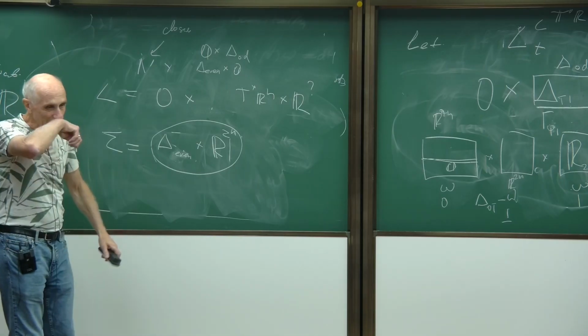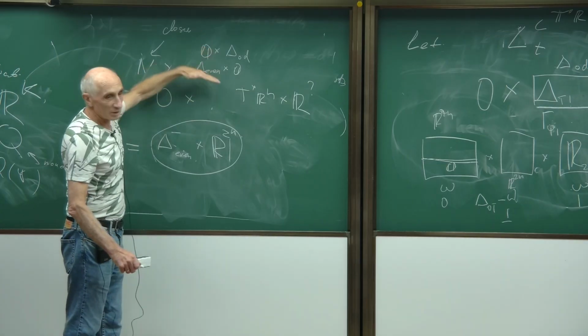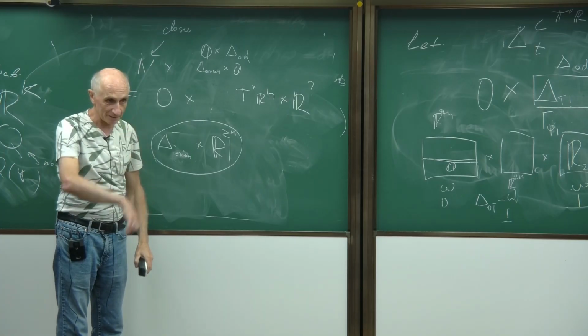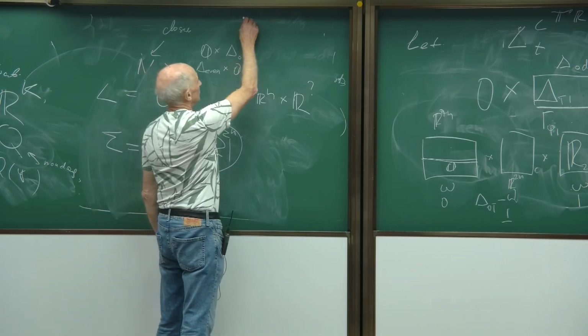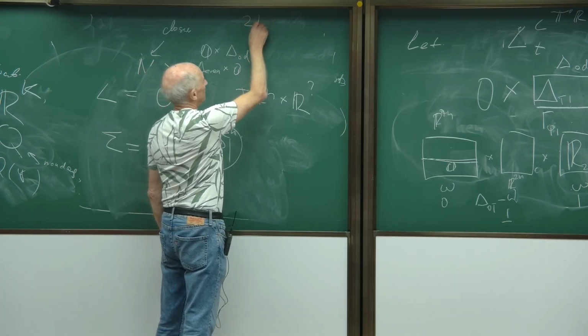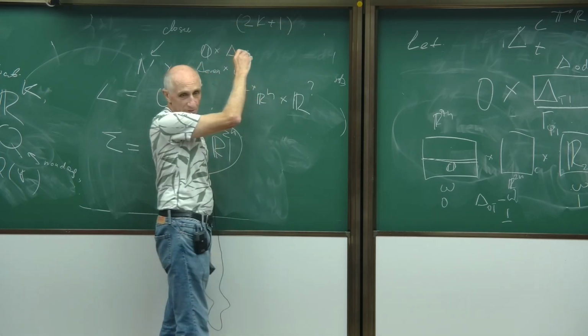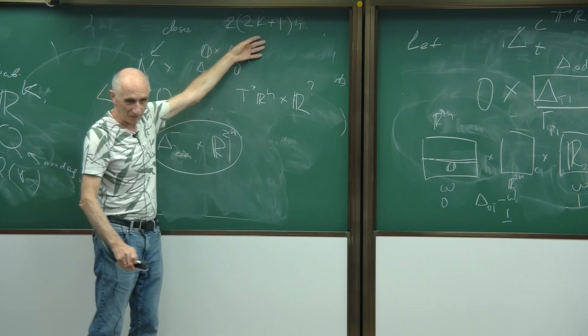So let's imagine the following picture. You have these two subspaces. What is the dimension of our whole space? The dimension of our whole symplectic space, as we know, is 2k plus 1 times 2n. Yeah, 2k plus 1 times 2n. So you have this one.